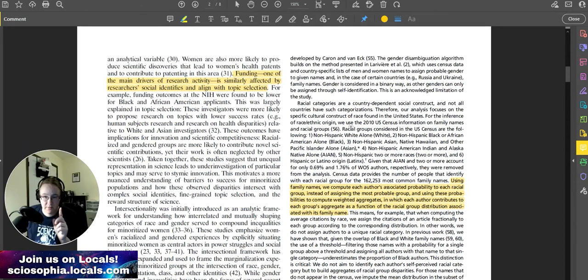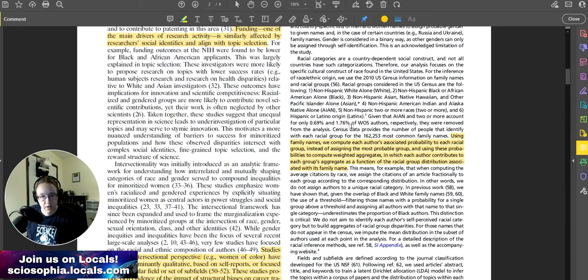Okay, here's the other part of it that's important. Racial categories are country-dependent social constructs. Not all countries have such categorizations. Therefore, our analysis focuses on the specific cultural construct of race found in the United States. For the inference of race and ethnic origin, we use the 2010 census information on family names and racial groups.